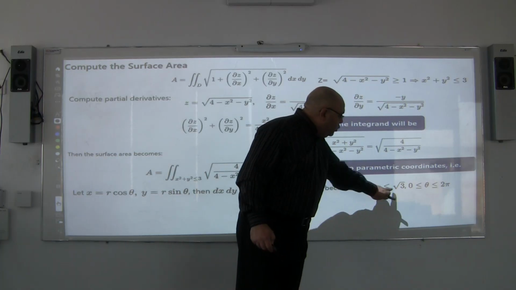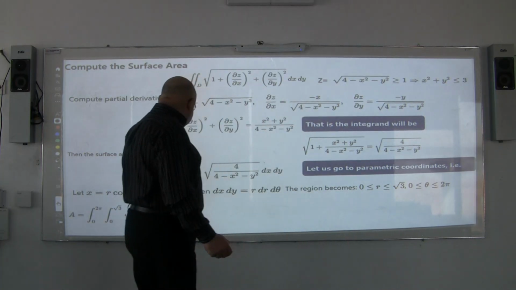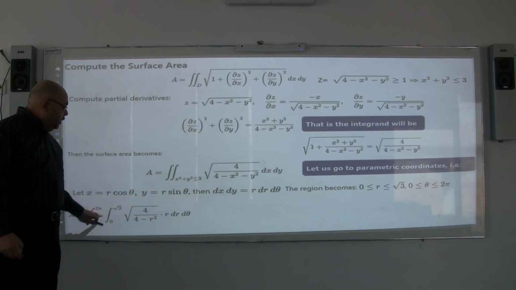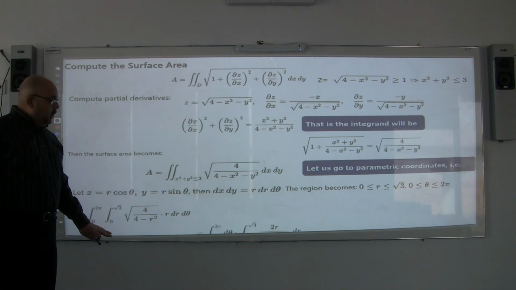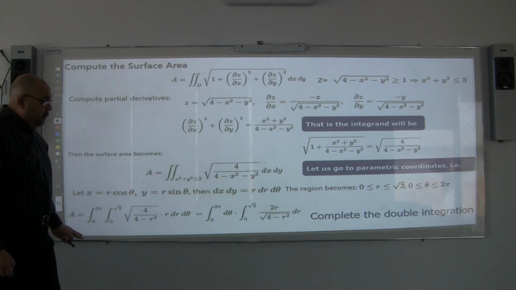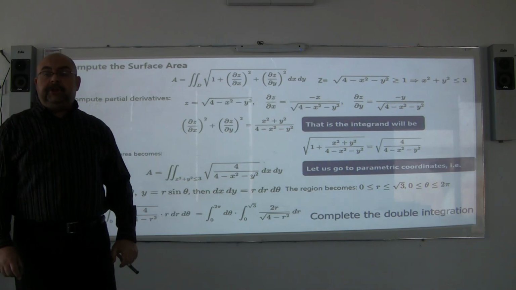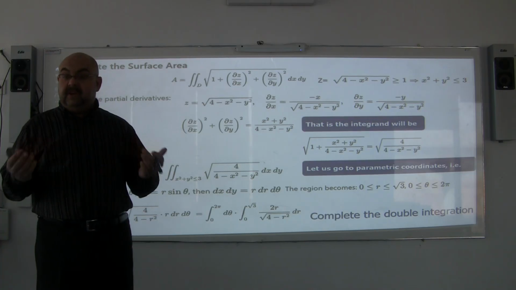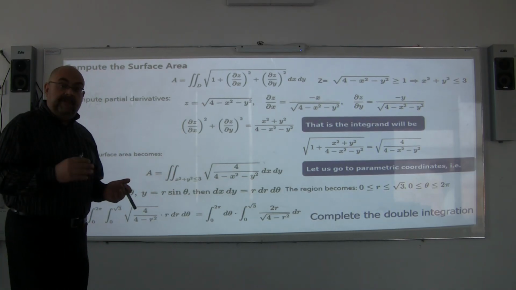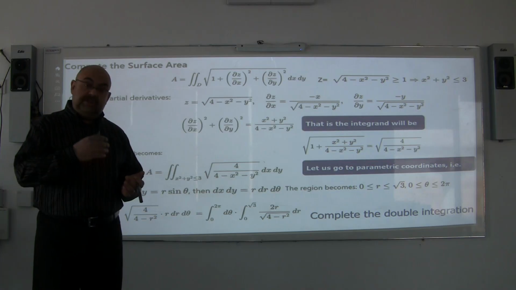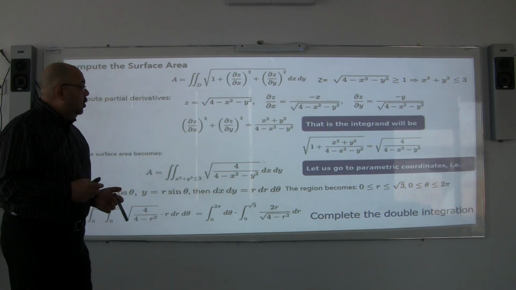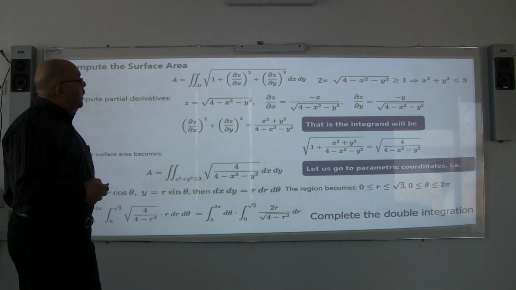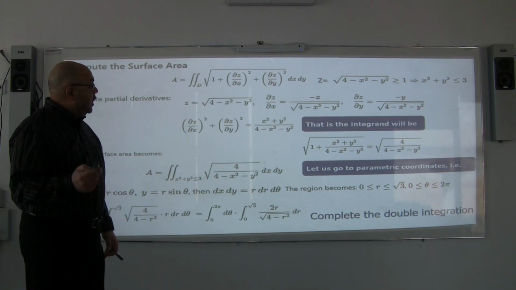So for the domain, r from 0 up to root 3, theta from 0 to 2 pi, that's the integration that we are talking about. So once more, as I told you, get the constants outside and start doing it. I will leave this for you just to complete it. So completing this double integration, we will be able to evaluate the surface area above z equal to 1 for the hemisphere, the spherical part of the sphere x squared plus y squared plus z squared equal to 4, as you saw.